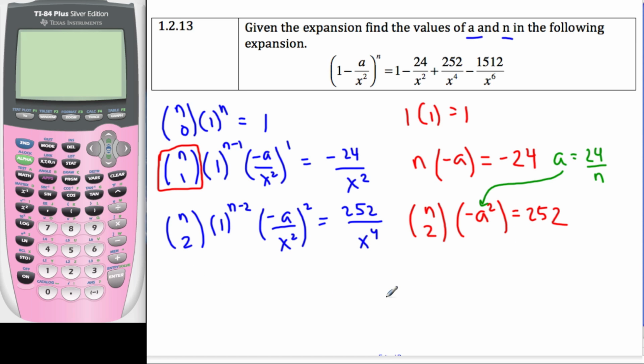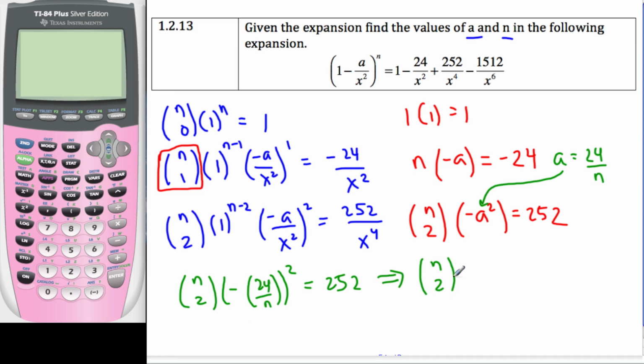So we have n choose 2, negative 24 over n, all squared, and this should be 252. We simplify this a little bit. We have n choose 2, 24 over n squared, just the negative is squared, and this should be 252. So we'll go to our calculator.